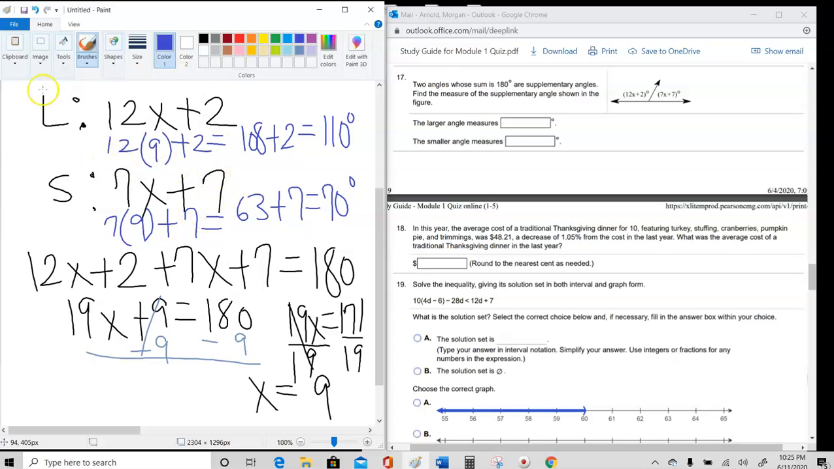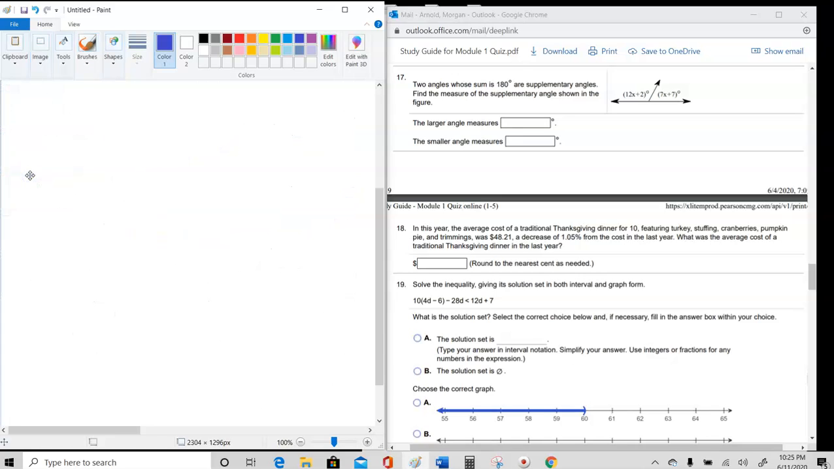Question 18. In this year, the average cost of a traditional Thanksgiving dinner for 10, featuring all the traditional Thanksgiving fixings, was $48.21, a decrease of 1.05% from the cost in the last year. What was the average cost of a traditional Thanksgiving dinner in the last year?